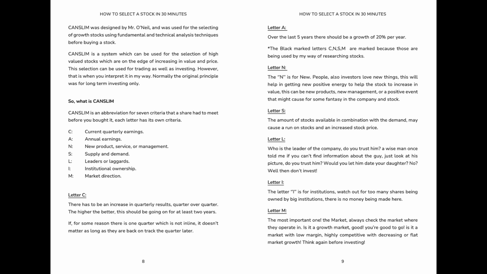Letter L. Who is the leader of the company? Do you trust him? A wise man once told me, if you can't find information about the guy, just look at his picture. Do you trust him? Would you let him date your daughter? No? Well then don't invest.